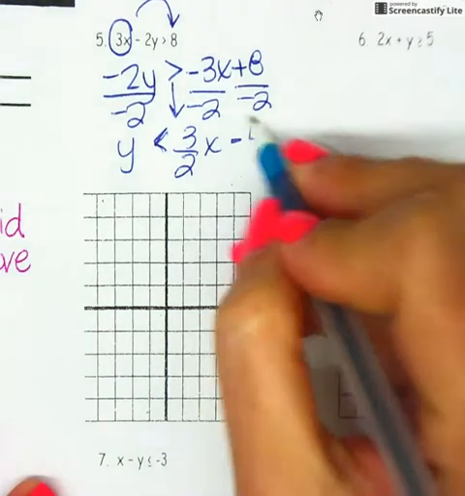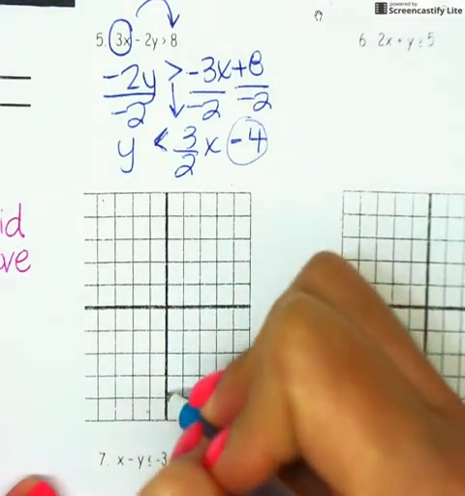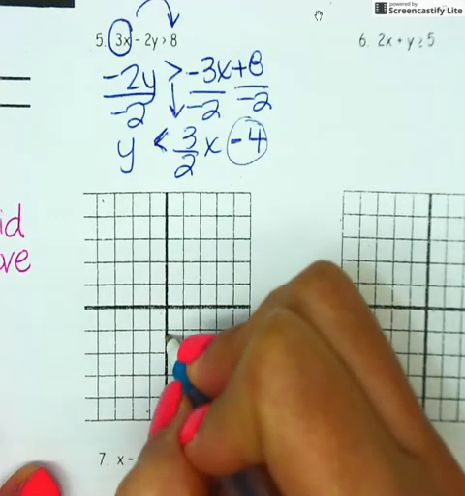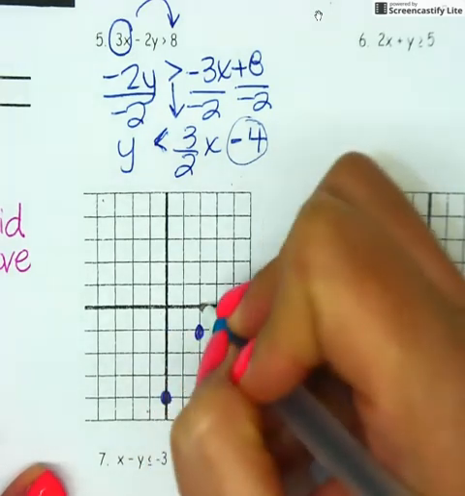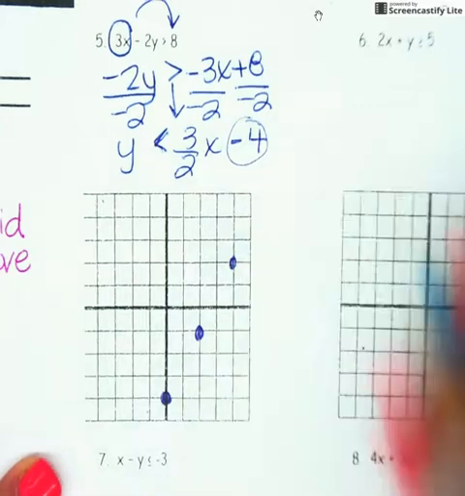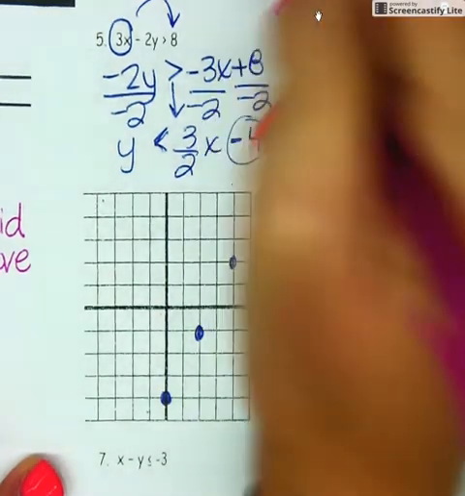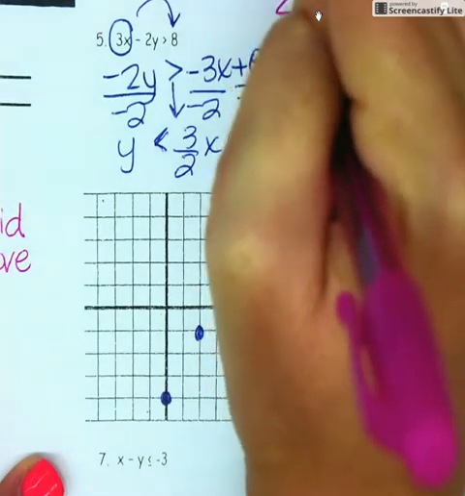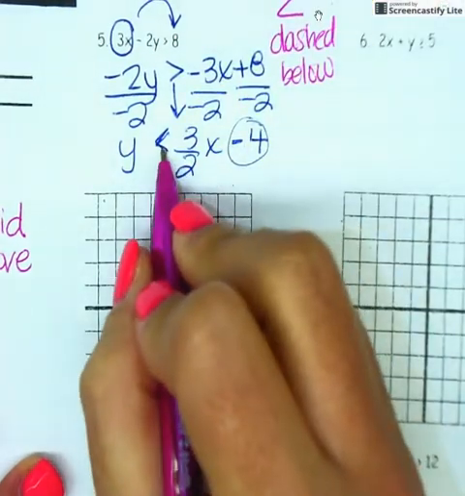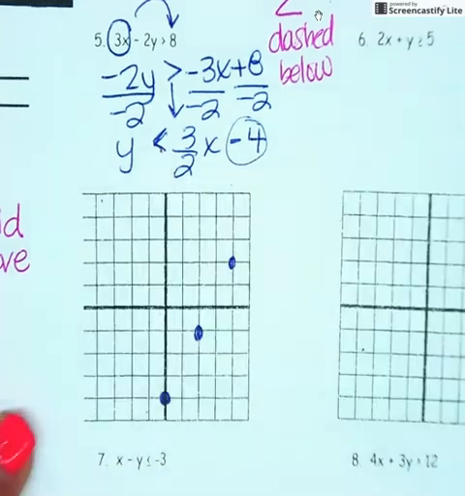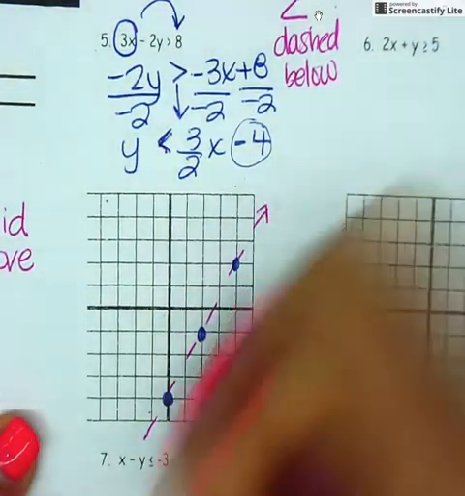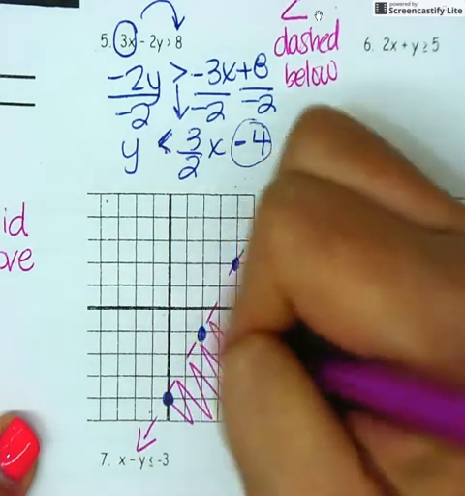So in order to graph, I'm going to start at negative 4. And then I'm going to graph my slope from here. So that's a rise of 3 and a run of 2. Rise of 3, run of 2. Okay, my sign is less than, so that is dashed and below. Look at your sign at the finished problem, not at the start. Okay, so dashed and below.